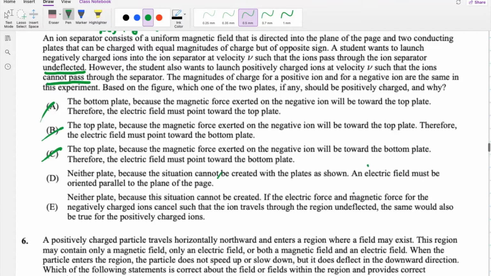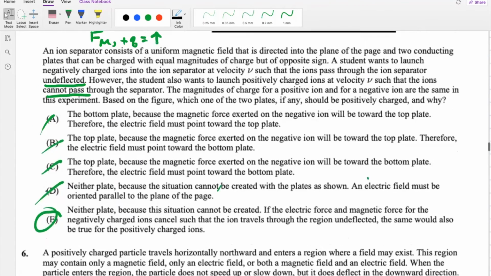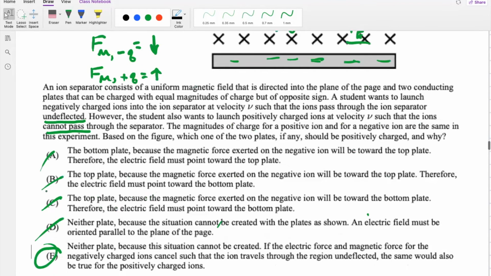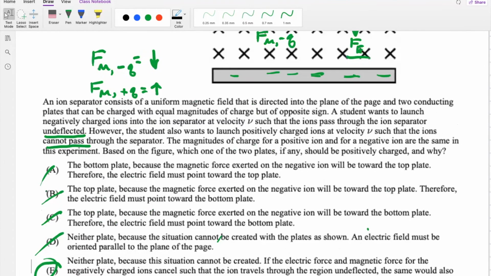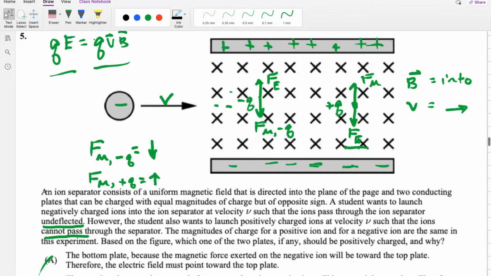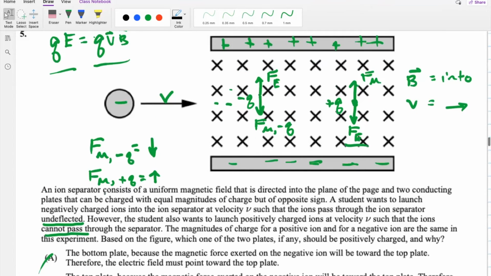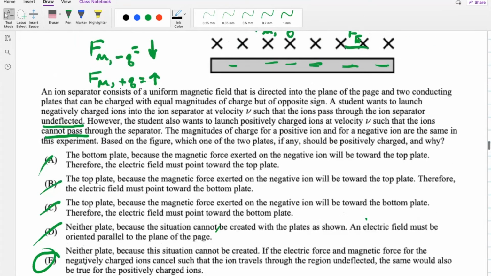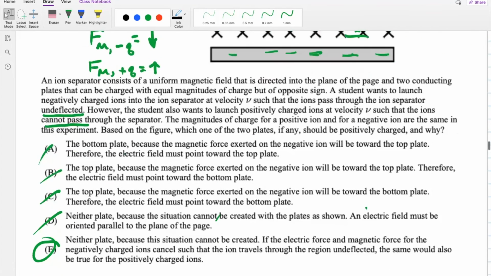If the electric force and magnetic force for the negatively charged ions cancel out, such that the ion travels through the region undeflected, the same would also be true for the positively charged ions, as we were saying. So a lot of work, a lot of consistency. This is usually considered a conceptual question, but it tests a lot of really good concepts together. So it's good to know this principle, the answer, but you can always arrive at it.